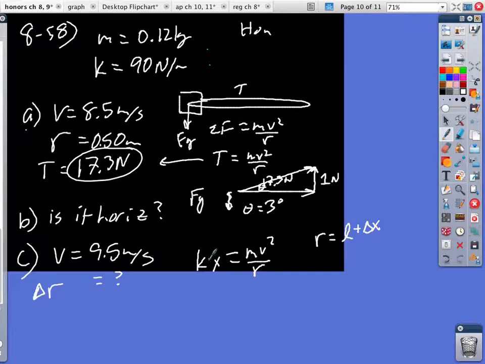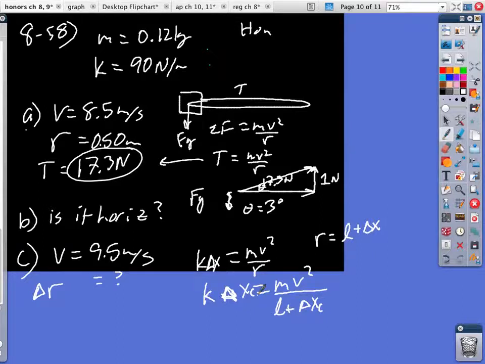So let me say that again. If we know delta x here, then k delta x equals mv squared over L plus delta x, right? Then that lets us know what the stretch for part C is. So this is delta xc, and we can compare delta xc to delta xa, and we'll be fine.